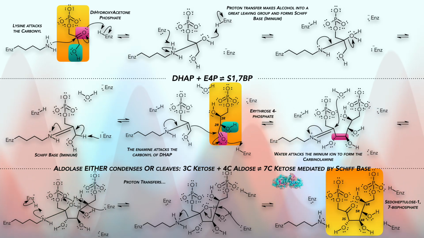The general rule has been expanded. A 3-carbon ketose can be joined to either a 3-carbon or 4-carbon aldose, in this case, using the same covalent catalytic strategy.